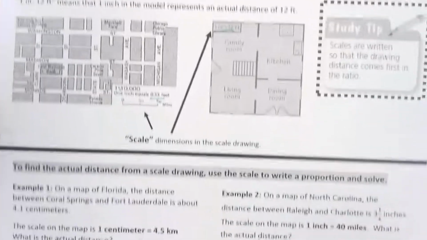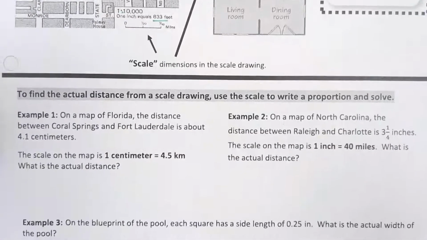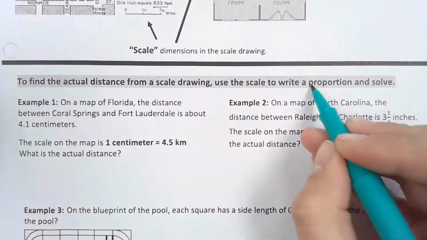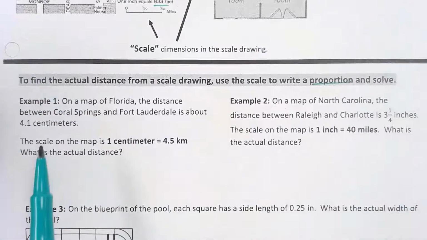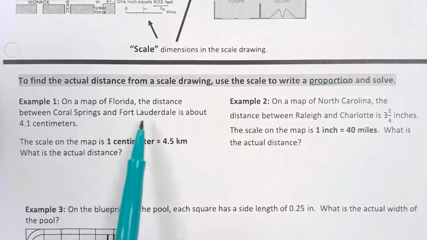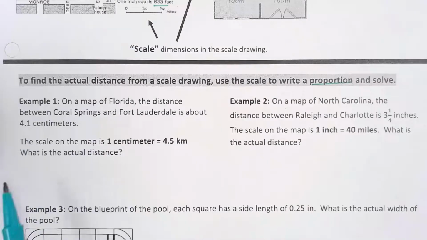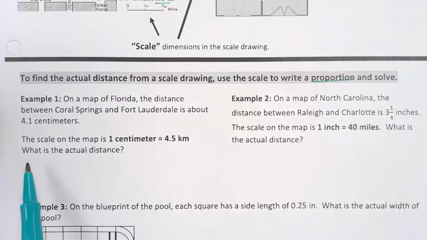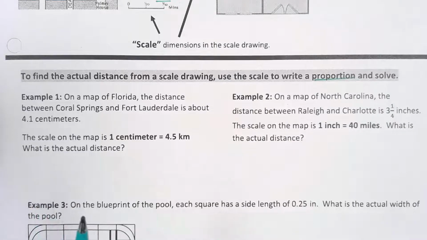Okay, so let's do some examples. So to find the actual distance from a scale drawing, use the scale to write a proportion and solve. So example 1 here says, on a map of Florida, the distance between Coral Springs and Fort Lauderdale is about 4.1 centimeters. The scale on the map is 1 centimeter to 4.5 kilometers. What is the actual distance?